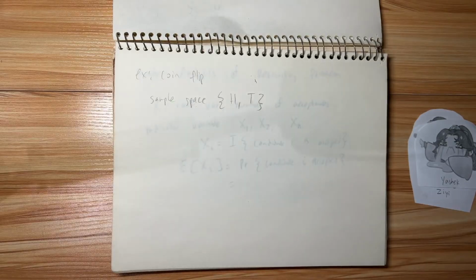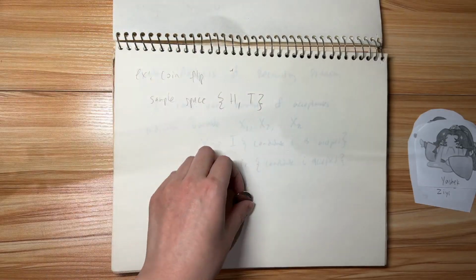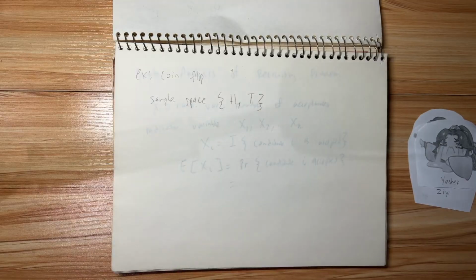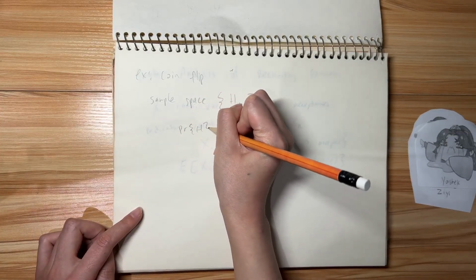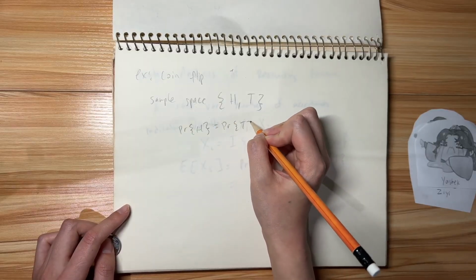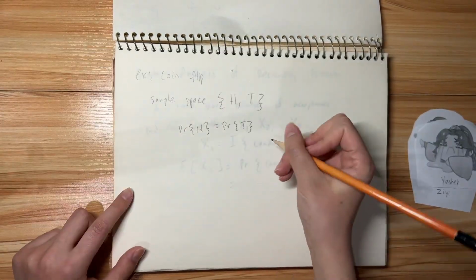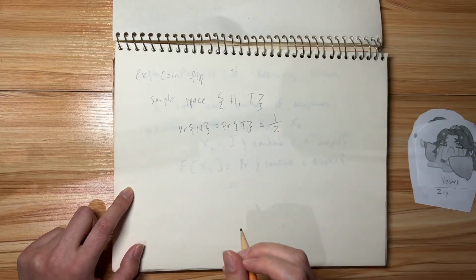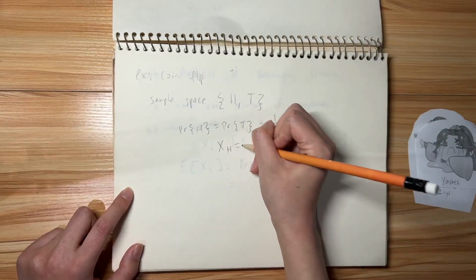All right, we have our coin. So of course, the sample space is heads and tails. So the probability of heads is equal to the probability of tails, right? Because this is a fair coin. And they're both equal to 1/2 or 50%.